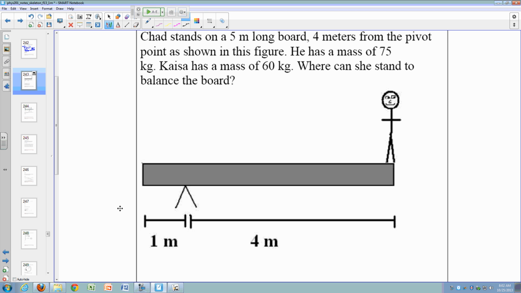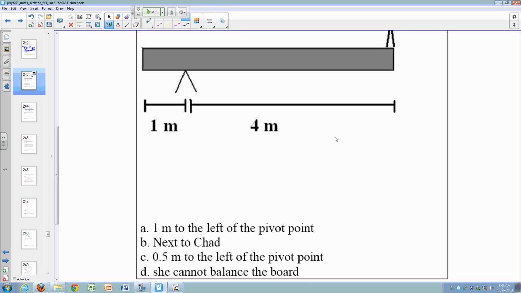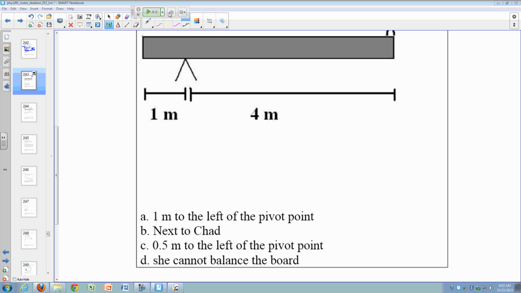Anyway, so it stands on a 5-meter long board, 4 meters from the pivot point as shown in this figure. There's a mass of 75 kilograms, and then Kaisa, that's my wife. Did y'all know that? That's her name, Kaisa. She has a mass of 60 kilograms. Where can she stand to balance the board? So I have a mass of 75 kilograms down here. Where can she stand to balance this off-kilter seesaw? I'm just going to move it down to the options.